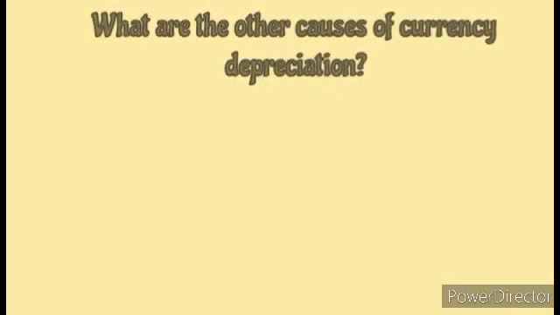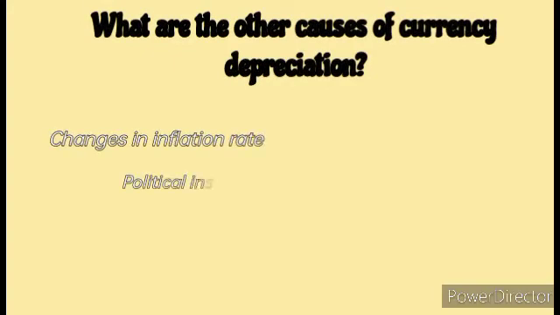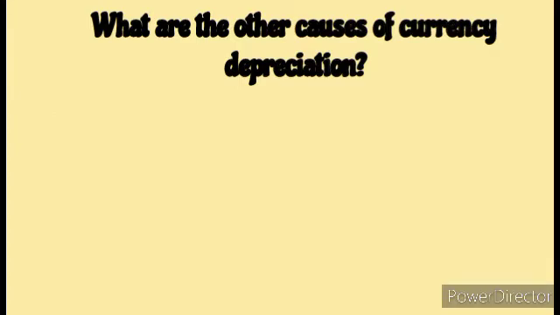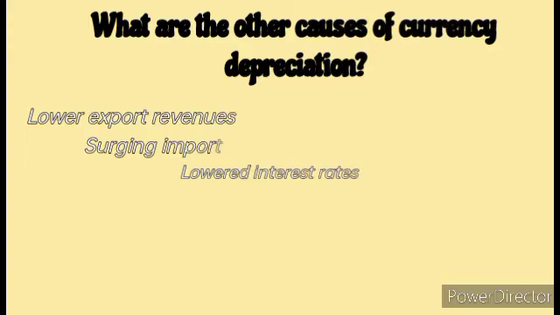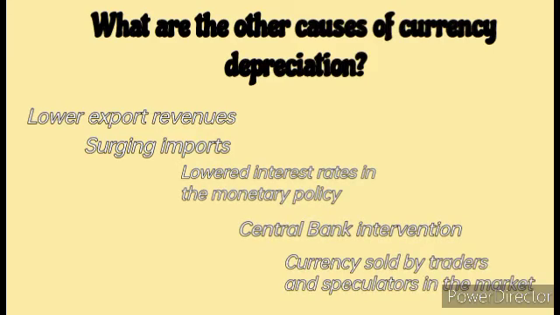Causes of currency depreciation. Depreciation of a currency can happen for a variety of reasons. Changes in inflation rates, political instability, and other economic variables are all examples. The most common causes of currency depreciation are lower export revenues, surging imports, lowered interest rates in monetary policy, intervention by the central bank, and currency sold by traders and speculators in the market.